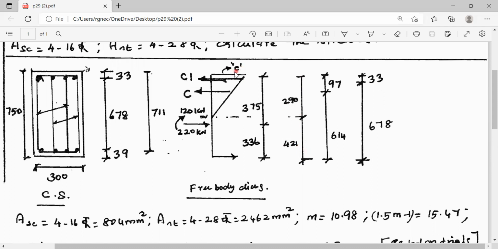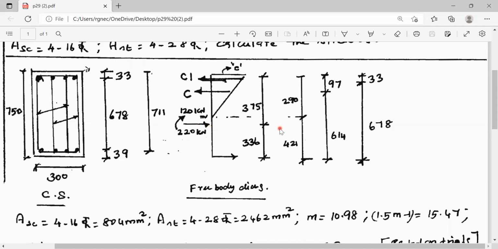This is the stress in concrete at the extreme fiber, denoted as small c. C1 is the compression developed by the compression reinforcement. Capital C is the total compression developed by the concrete in the compression zone. The axial compression is acting at the mid depth of the section. Now we will calculate the arm distance for various forces. Now this axial compression is acting at the mid depth of the section.